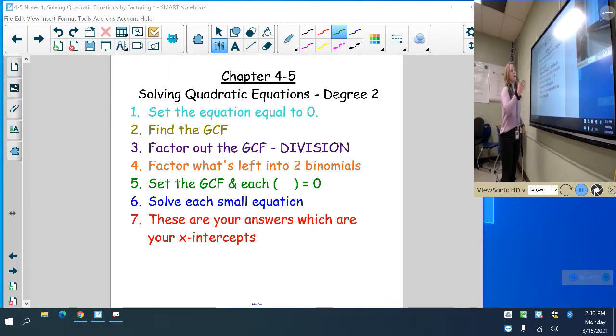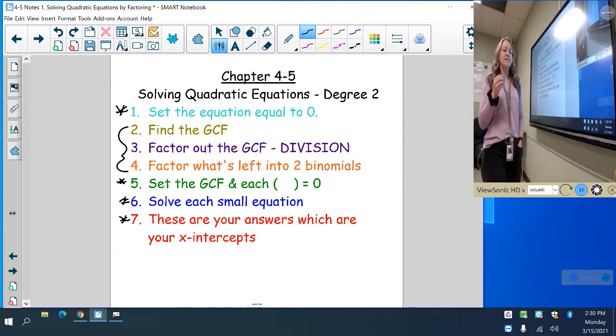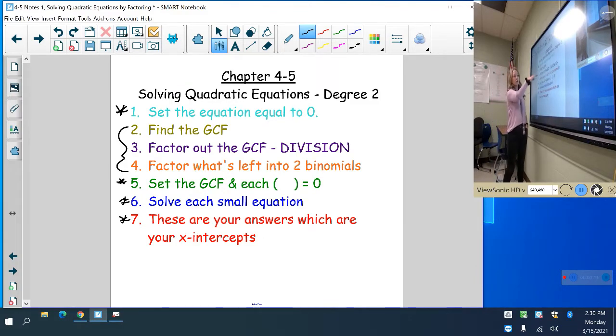Basically, what you already know how to do is factor, which is these 3 steps here. What we are adding today is the equation part of it: steps 1, 5, 6, and 7. First, before you even start to solve the equation, you're going to set it equal to 0, which is step 1. Then you're going to factor just like you normally did in Chapter 4, Section 4, which you just took a quiz over.